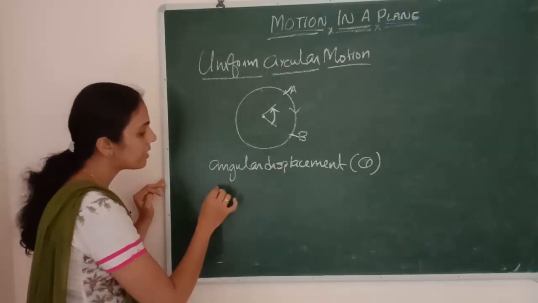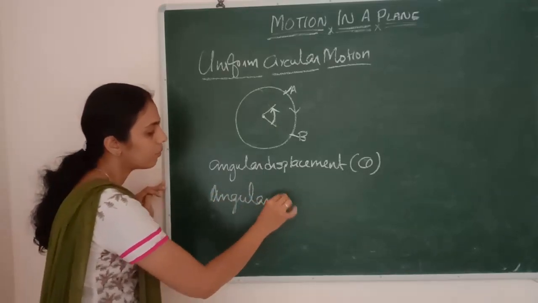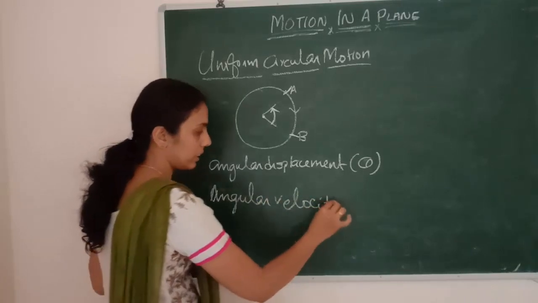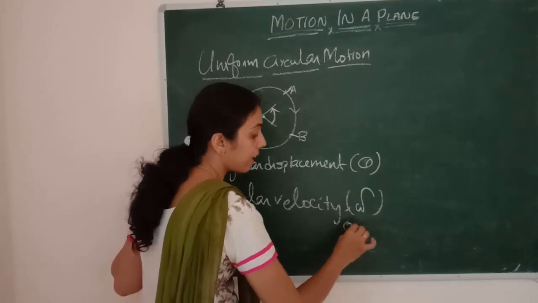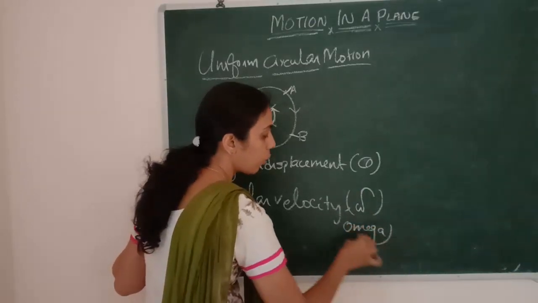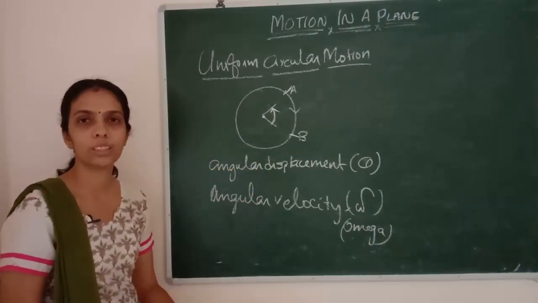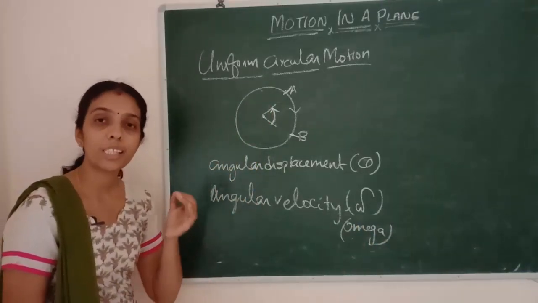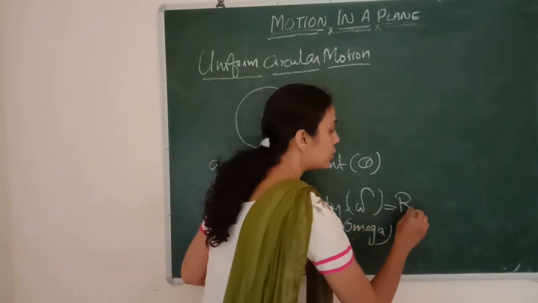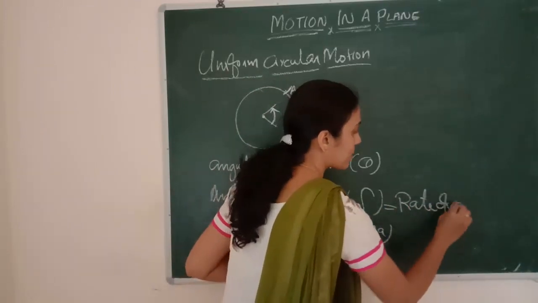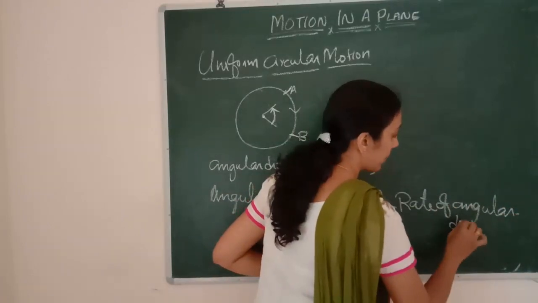Okay, now it is angular velocity. What is meant by angular velocity? See, angular velocity is represented by the symbol omega. Okay, how can we find out the angular velocity? It is the angular displacement divided by time, or it can be written as the rate of angular displacement.